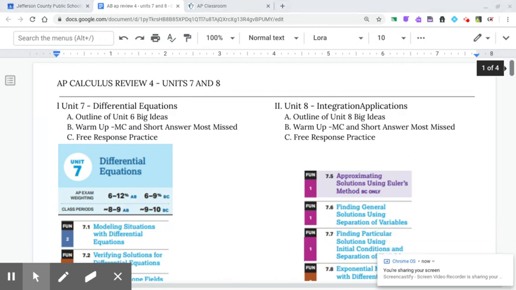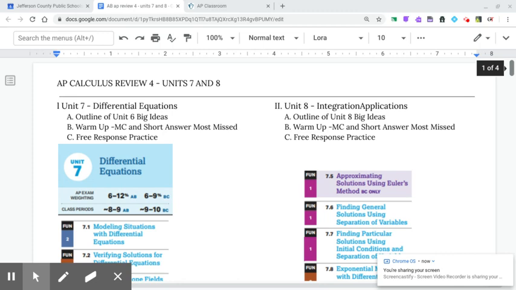And let's review the last bit of what you're expected to know, Unit 7 and 8. That's the last part of Calc 1. So, Unit 7 is differential equations, and Unit 8 is applications of integration. They're going to leave off some of the integration applications. We'll talk more about that.